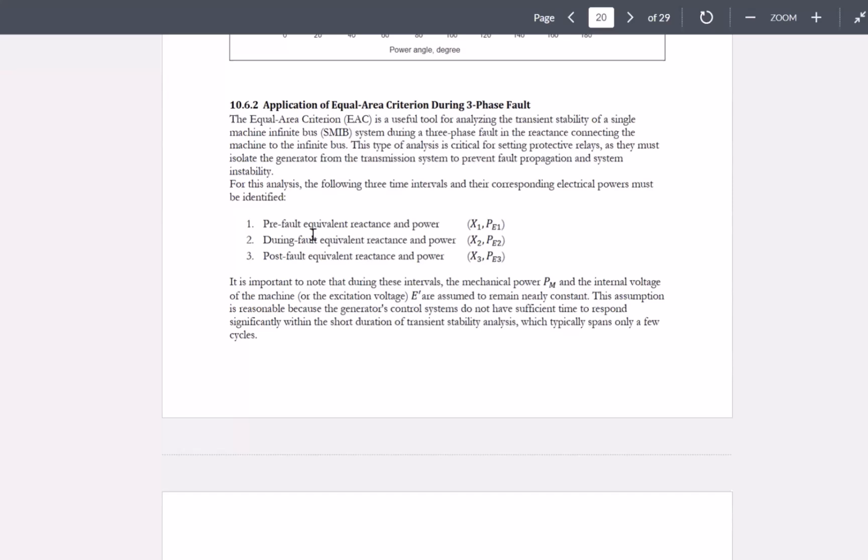Now, once the system goes under fault, we would have a different equivalent reactance existing between that internal source and the infinite bus, and we call that X2. Generally speaking, that X2 would be a much higher value than X1.